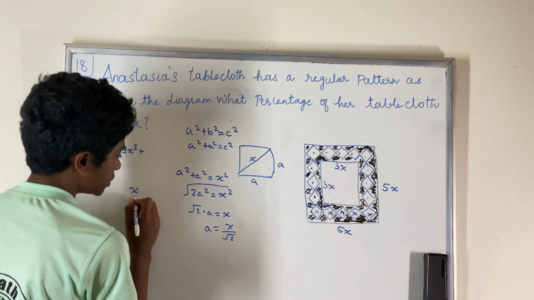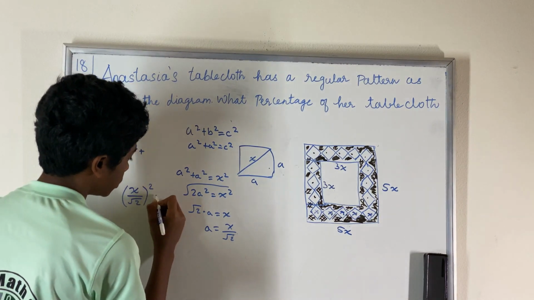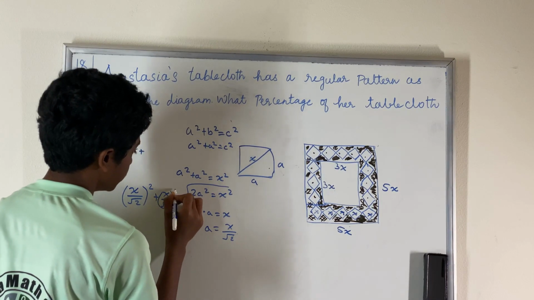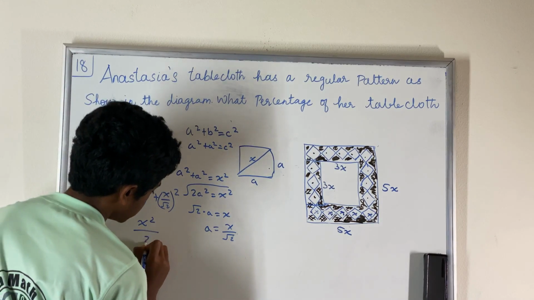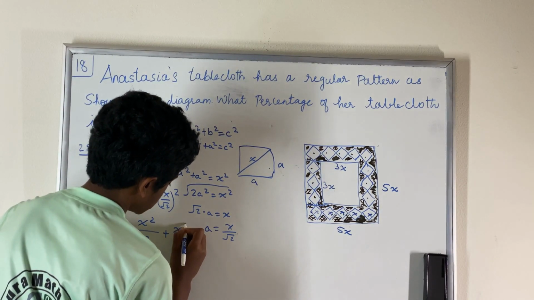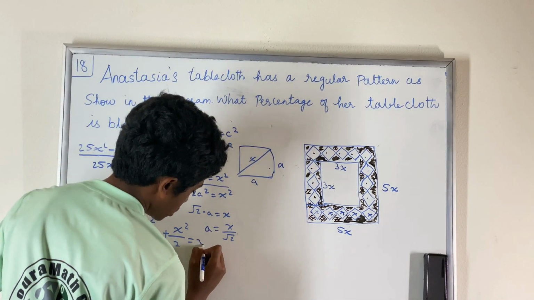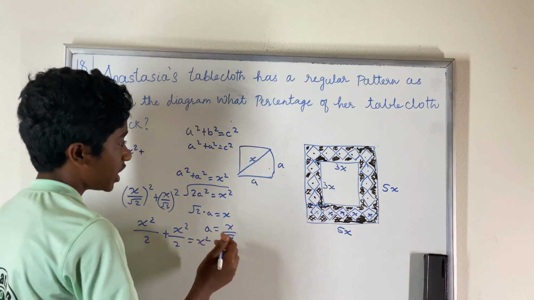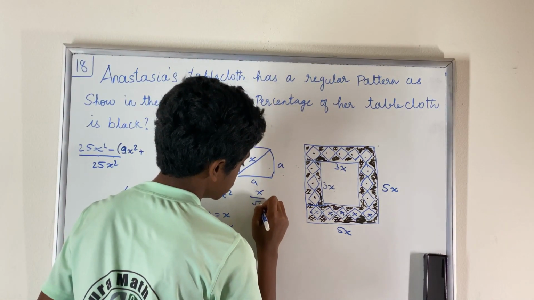So we have x divided by the square root of 2, squared, plus x divided by the square root of 2, whole squared. So this is equal to x squared divided by 2 plus x squared divided by 2, and that is equal to x squared. So yes, it does work. So the side length is equal to x divided by the square root of 2.